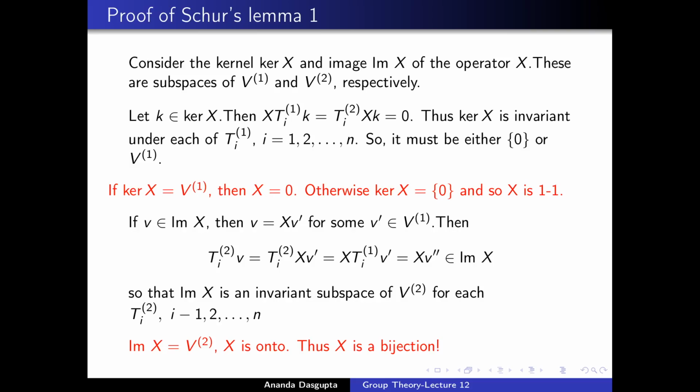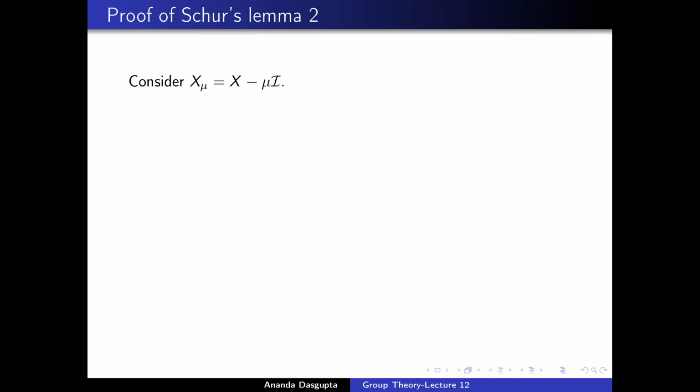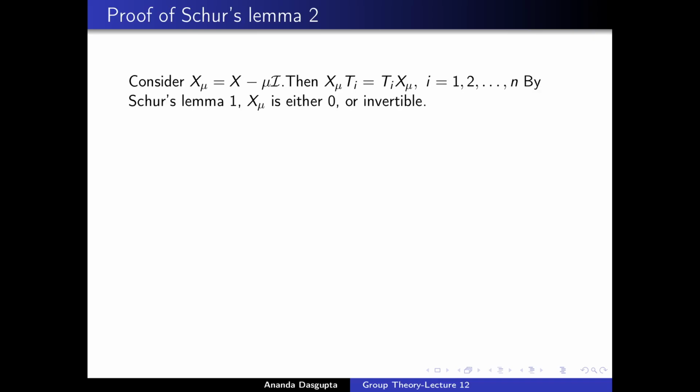To prove this, let us start with an auxiliary linear operator X mu, where X mu is defined to be X minus mu times the identity. Here the identity is, of course, the identity operator acting on the space capital V. Now it's obvious that the identity operator commutes with every operator acting on that space, and hence X mu, just like X, commutes with each one of the Ti's which form our irreducible set of operators. So X mu Ti is the same as Ti X mu. This means that just like capital X, X mu also satisfies all the conditions for Schur's first lemma.